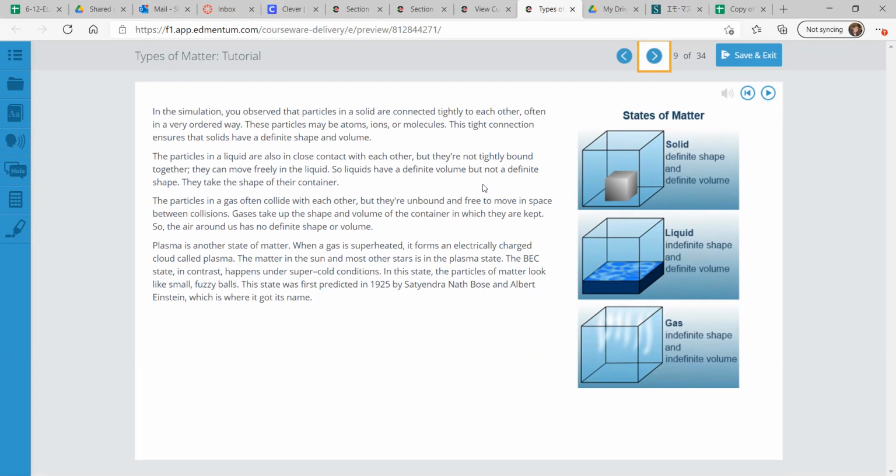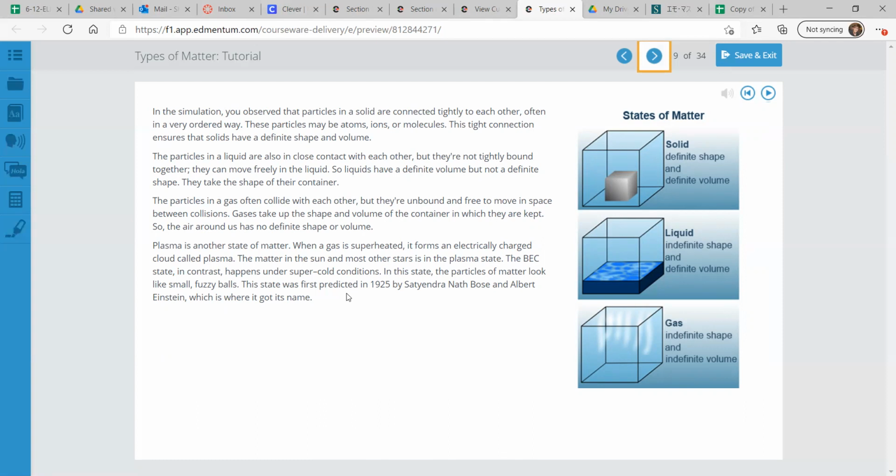Particles in a liquid are not as tightly bound together. They can slide past each other and move freely. So they have an indefinite shape. They can shift depending on the container, but the volume stays the same, and they take the shape of their container. Particles in gas collide with each other, but they're unbound and free to move in space between collisions. So they don't have a defined shape or volume. The air around us has no definite shape or volume, and it just expands and takes the shape and volume of the container it is kept in.